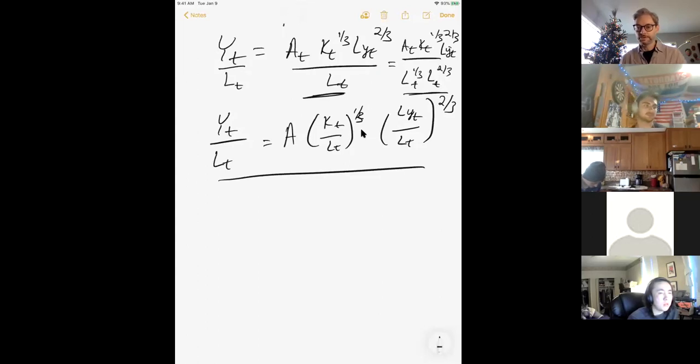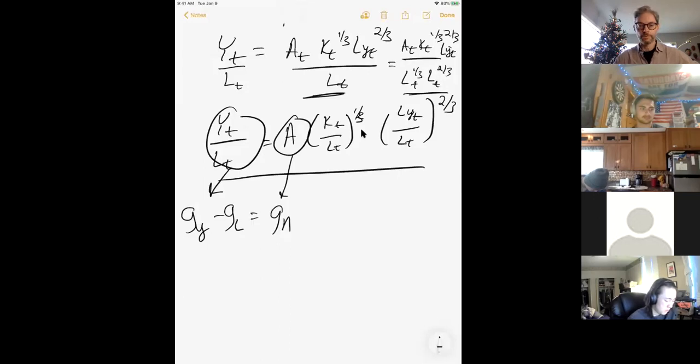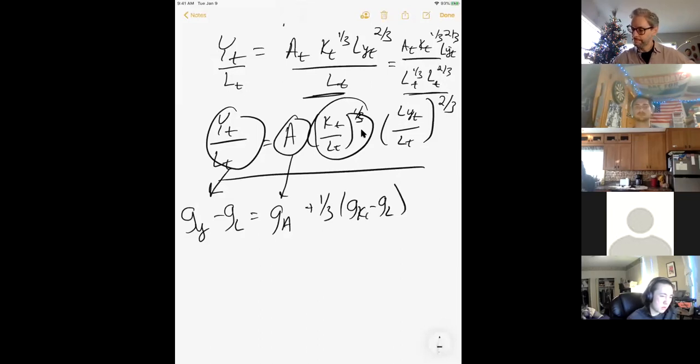Now, let's write this in terms of growth rates. Remember, a relationship that is a division relationship, how does it become in growth rates? It becomes subtraction. So this translates to that in terms of growth rates. This is using those 3 rules of growth rates that we worked out on day 2. What does A become? The growth rate of A. What does this become? The 1/3 goes out in front. And we get that. And then what does this last part become?